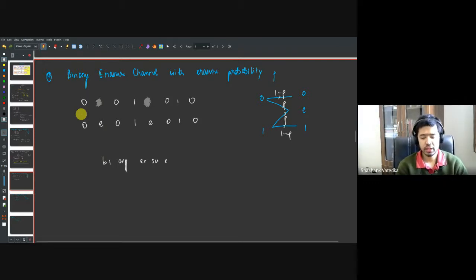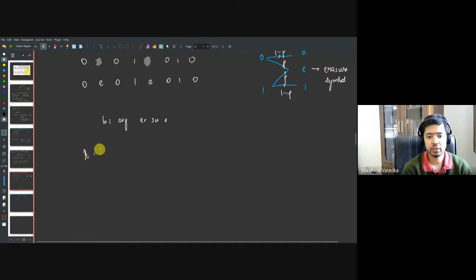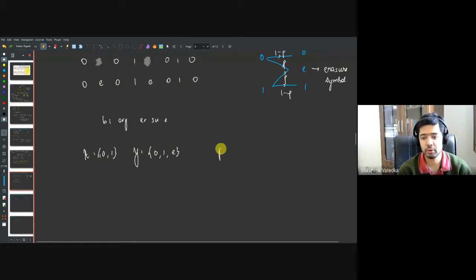Or if you want to think about it more abstractly, this is exactly the same. You transmit a sequence of bits. At the receiver, you see either 0 or 1 or E, where I call E the erasure symbol. The input alphabet is {0, 1}, and the output alphabet is now {0, 1, e}. There are three symbols in the output alphabet.